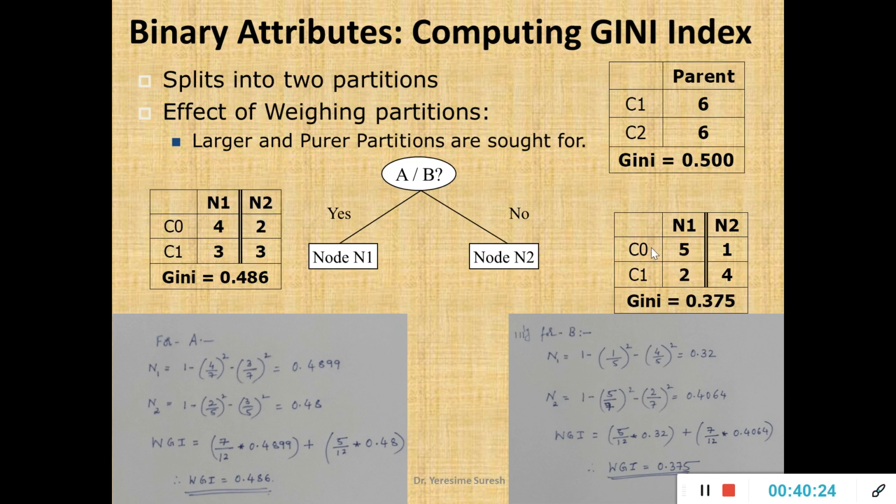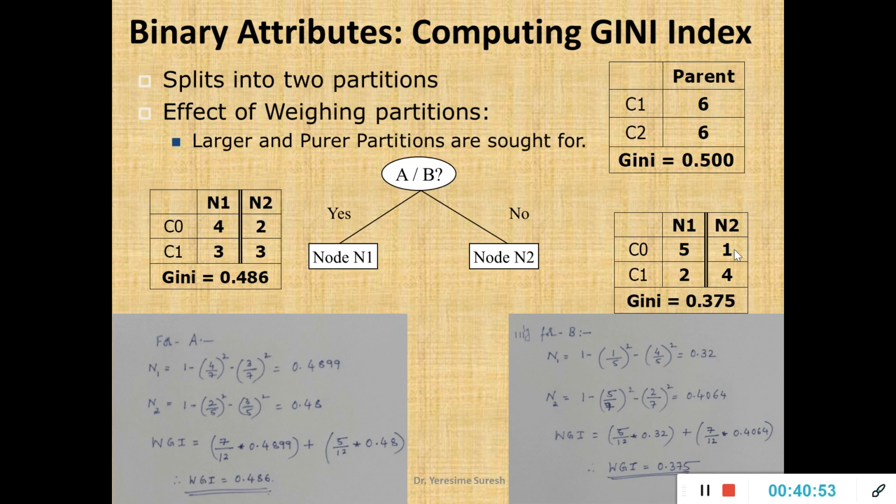So the total number of instances with respect to C0 and C1 for node 1 is 5 plus 2, which is 7. So 1 minus (5 by 7) whole square minus (2 by 7) whole square. That is what I have done. With respect to node 2, the total number of instances is 5, because 1 plus 4 is 5. So 1 minus (1 by 5) whole square minus (4 by 5) whole square. That is what I have done, and I found the values to be 0.32 and 0.46.